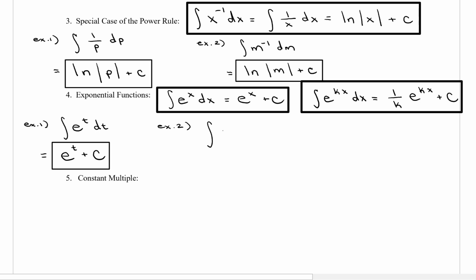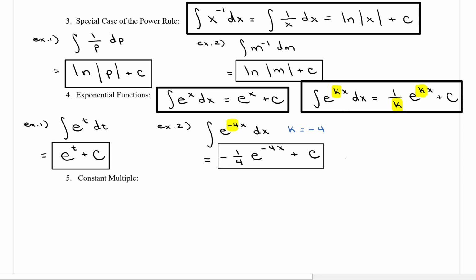Example 2. That's going to be the integral of e raised to the -4x power dx. And this is going to be equal to, we're going to look at the coefficient in front of the x in our exponent part, which represents our k. So in this case, k is going to be equal to -4. So I'm just going to substitute every time I see a k there. I'm going to have -1 over 4 times e raised to the -4x power plus c. And we're going to go ahead and box that in.